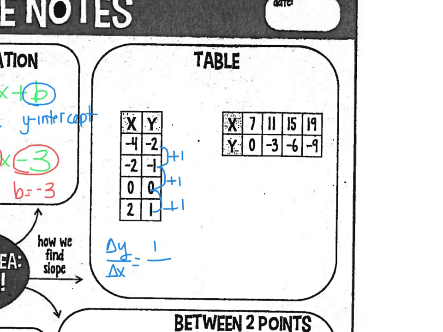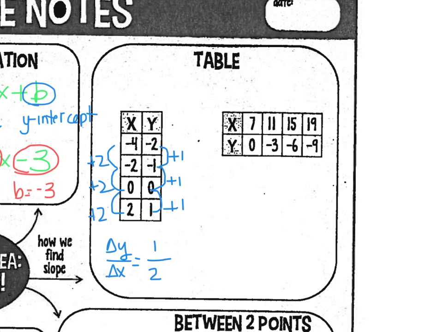Then when I look over here at my x's, to go from -4 to -2, what did I do? Exactly, I added 2. To go from -2 to 0, what did I do? I added 2. To go from 0 to 2, exactly, I added 2. So my change in my x is 2.